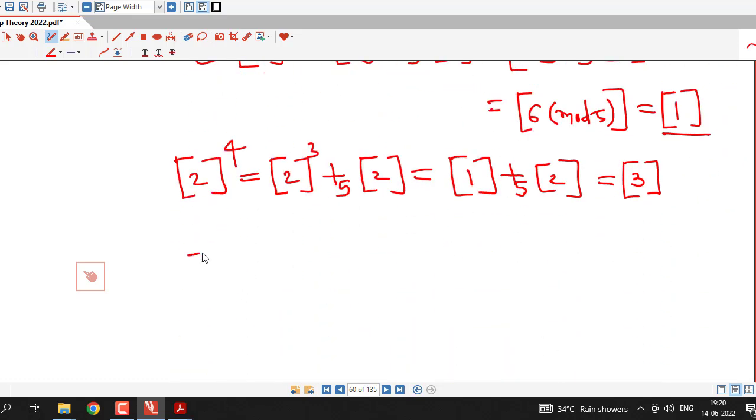Now what about 2 raised to 5? So that is going to be 2 raised to 4 plus 2, and I directly replace 2 raised to 4 by 3 and plus 2.